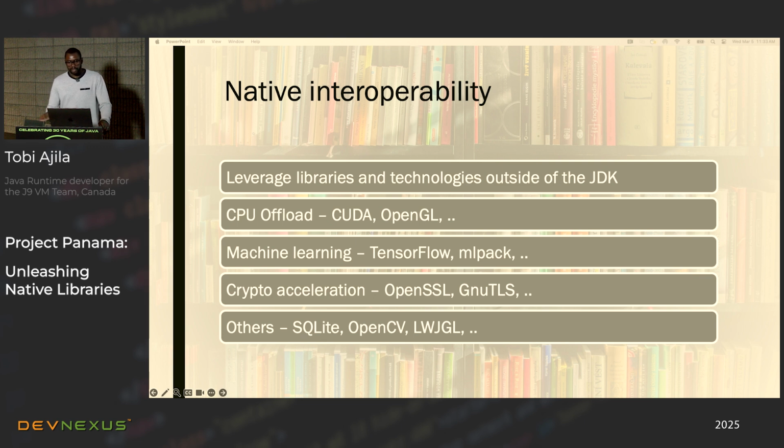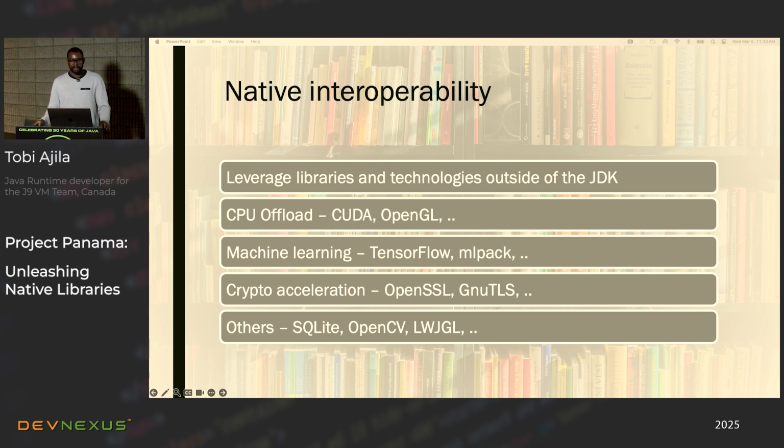So first of all, what is native interop? Native interoperability. It's essentially the ability to interact with native libraries from Java code. So there's a lot of libraries out there that do a lot of interesting things. And it'd be very nice if Java developers had access to these native libraries.